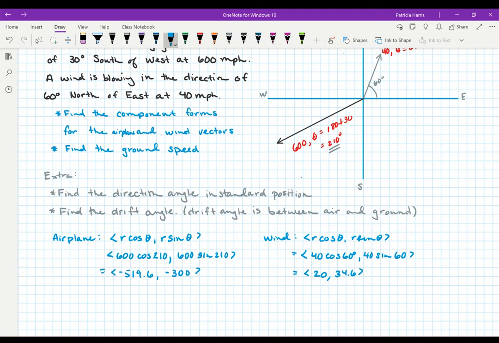Okay, so let's talk ground speed. So this is our first part. Ground speed is the magnitude of the airplane plus the wind.